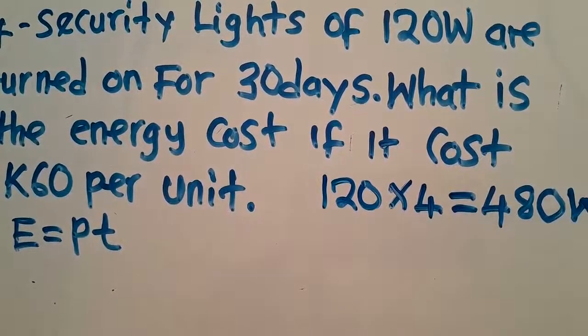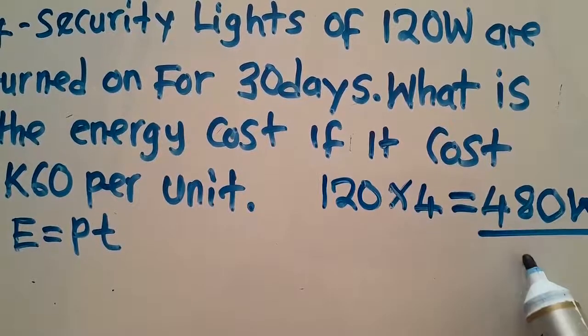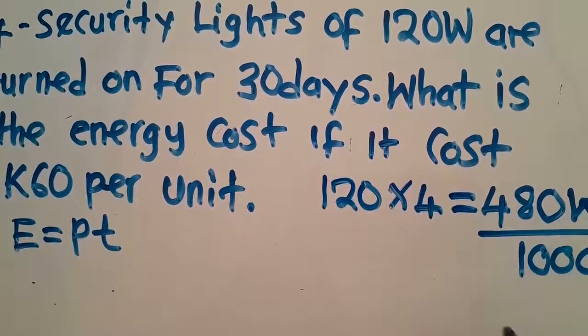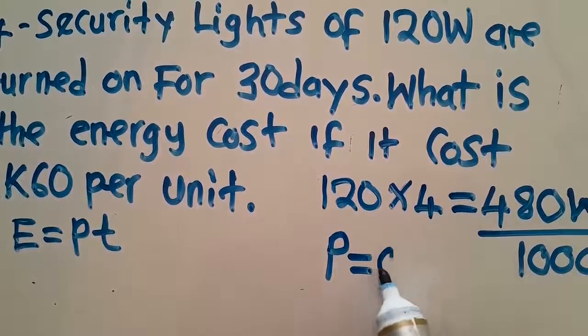Remember what I told you? You divide by 1000, so that you get the kilowatts. So meaning that the power that we are going to use in this question is 480 divided by 1000. What answer are you getting?